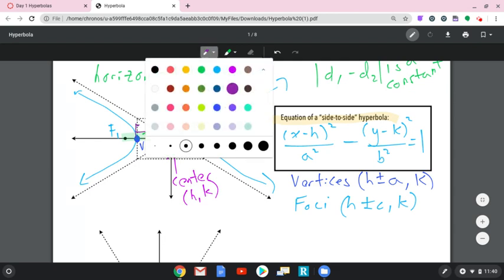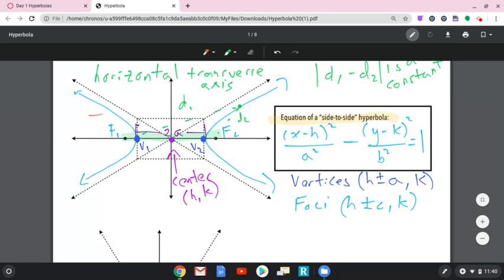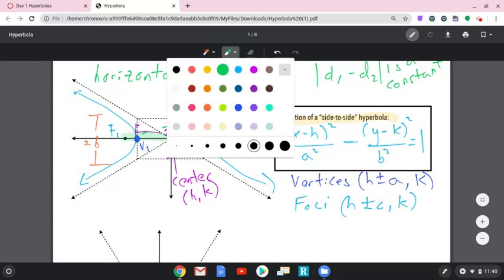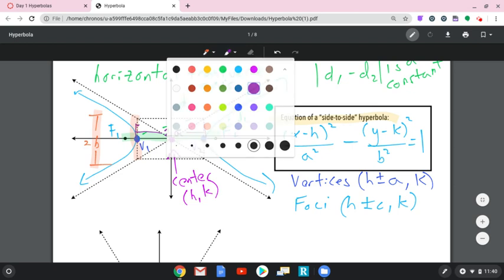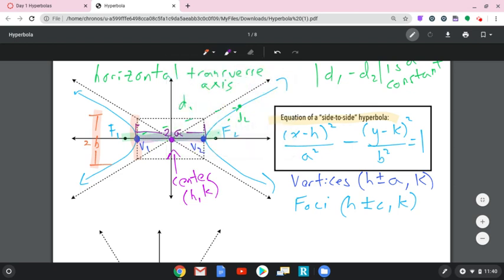Now, where does the 2B come in handy? 2B will be the distance, in this case, like the height of the box. So right here, I'm going to highlight it in orange too. This is 2B, and this here is 2A. All right, guys. The width is 2A and the height is 2B for the horizontal, side-to-side hyperbola.